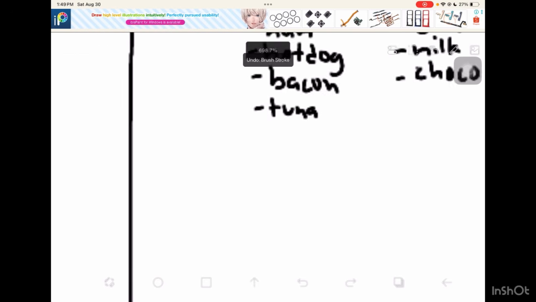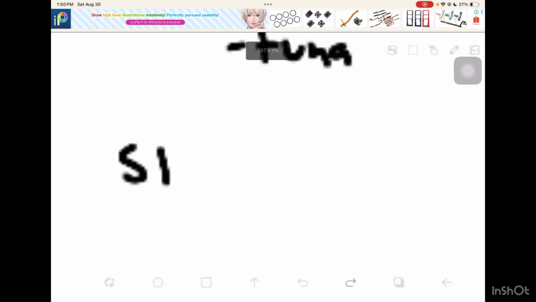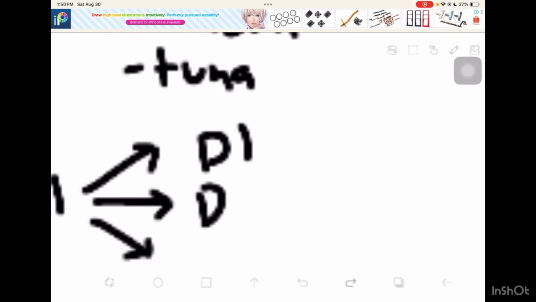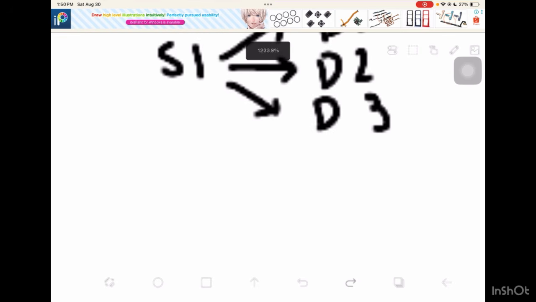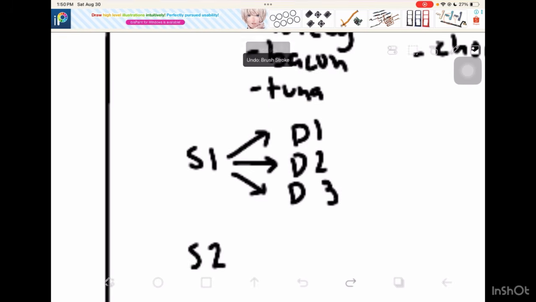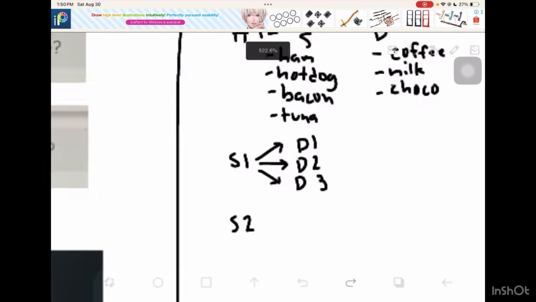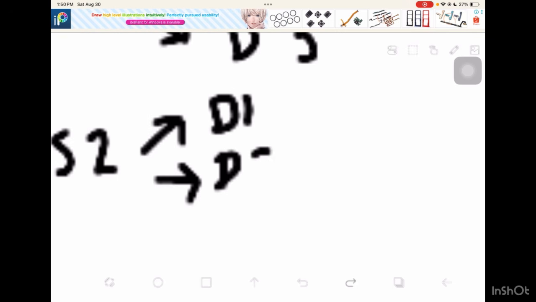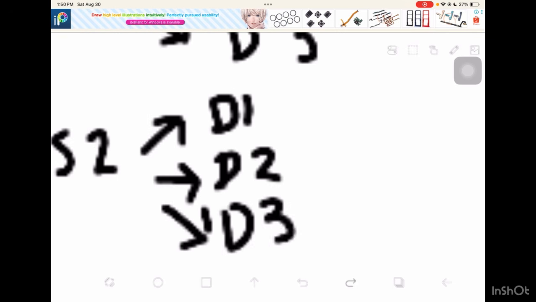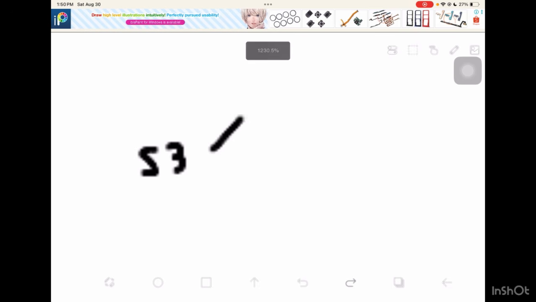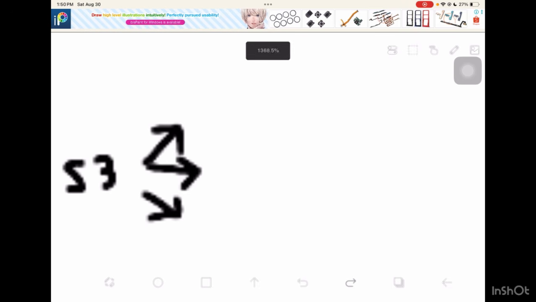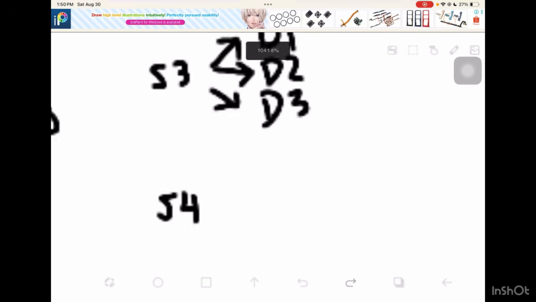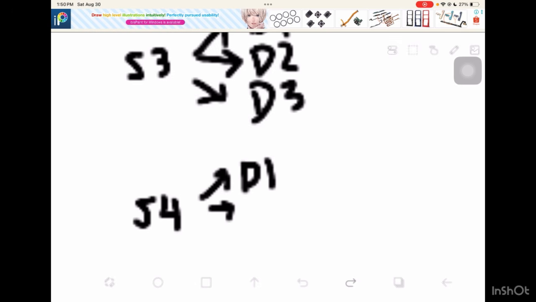So first and foremost, let's do the ham. So S1, and then we choose a drink. So it's going to be D1, D2, and D3. But we can also have S2. S2 is our hot dog, which once again we can pick any drink. So S1, S2, D1, D2, and D3. And then we can just repeat for everything over here. So for S3, which is our bacon, we have D1, D2, and D3 once again. And lastly, for S4, once again, we have D1, D2, and D3.